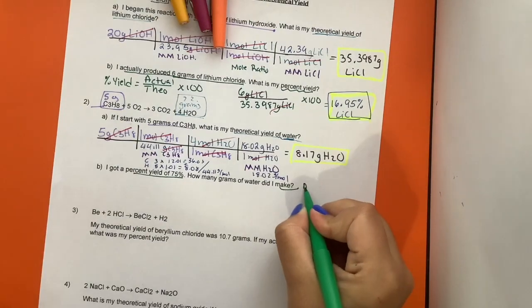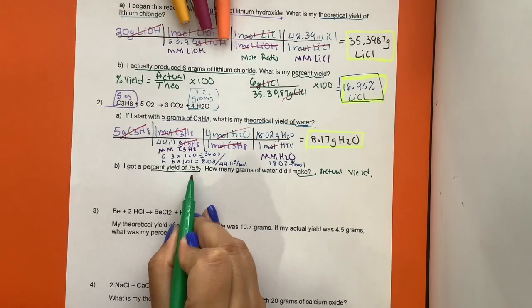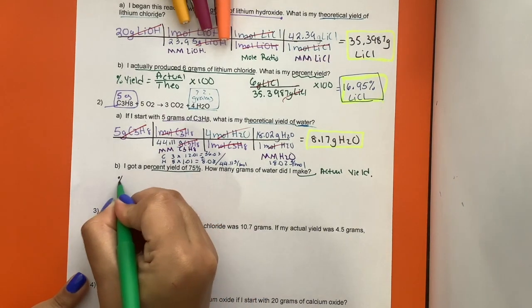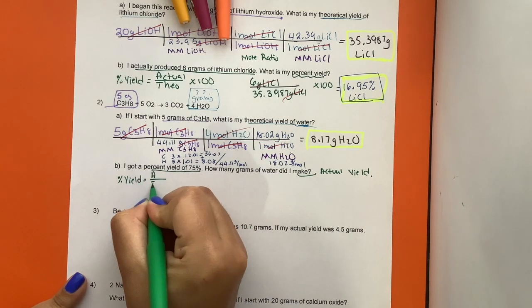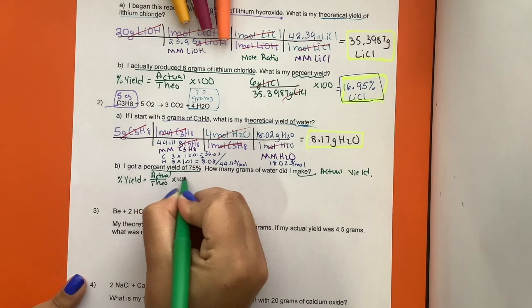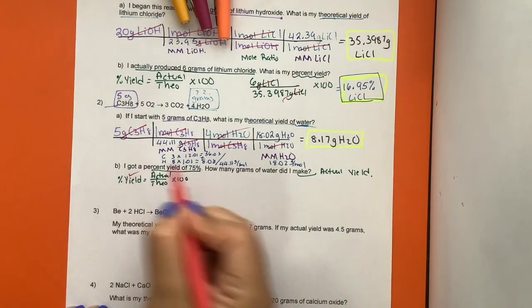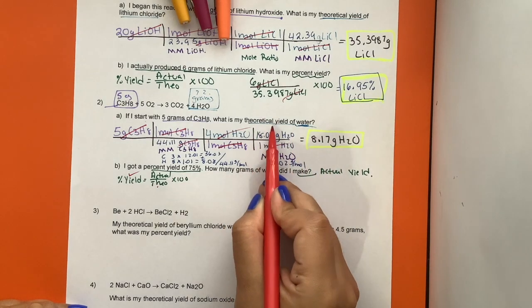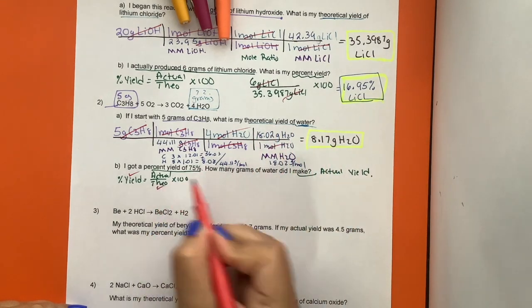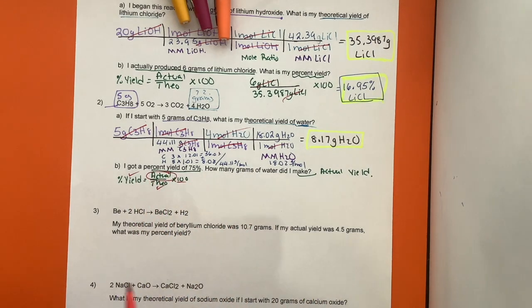So they're asking us for the actual yield. Okay, because they gave us a percent yield, and we know that percent yield equals actual over theoretical, times 100. In this question, they gave us the percent yield, 75%. The theoretical yield of water, we already calculated in step 1. 100 stays there, so what we're looking for is the actual yield.